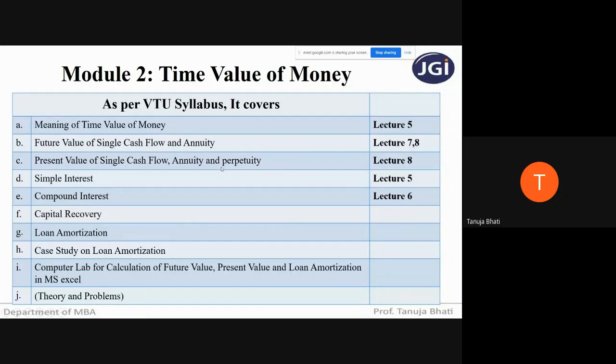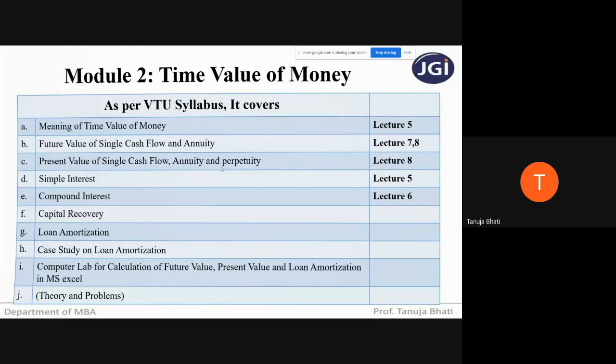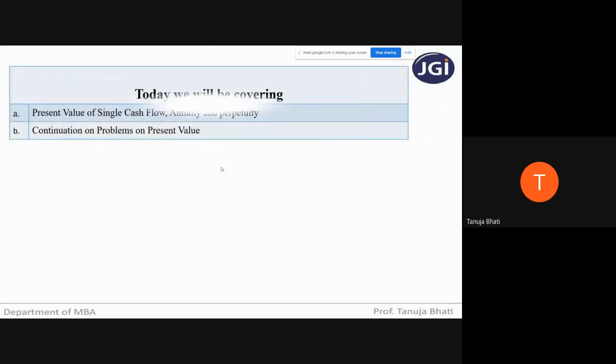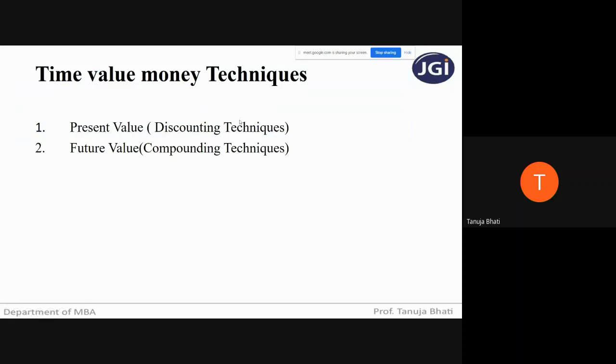In today's lecture, we will be continuing with a few more problems on present value. We'll be continuing the problems on present value and revising the formulas on present value of single cash flow, annuity and perpetuity. As we know, there are two time value of money techniques, that is discounting and compounding. Now, discount rate, when do you apply? When you have to calculate the present value.